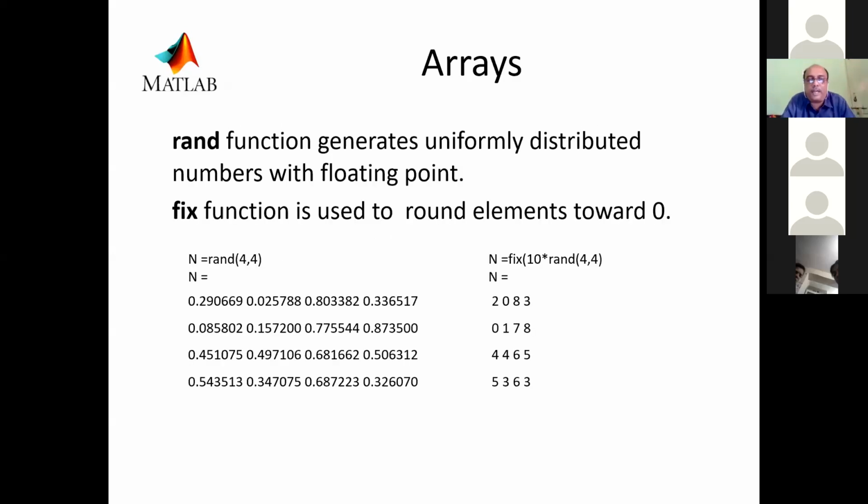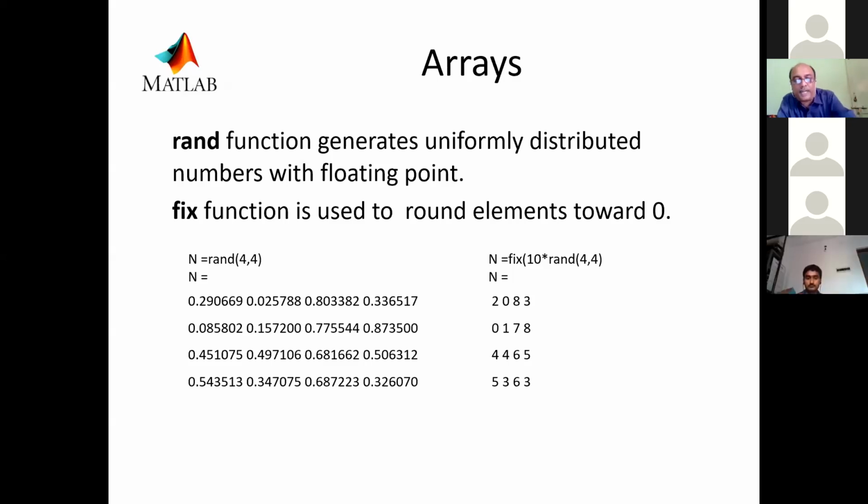We have to create an array with the help of the rand function. It randomly creates uniformly distributed numbers in floating point. Then, to convert them to integer values, we have to go for the fix function. The random function creates values between 0 and 1, so floating point values are created.